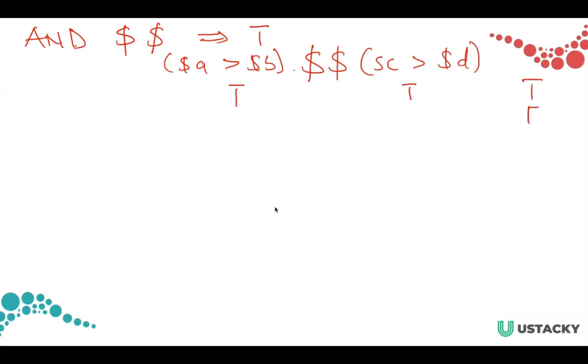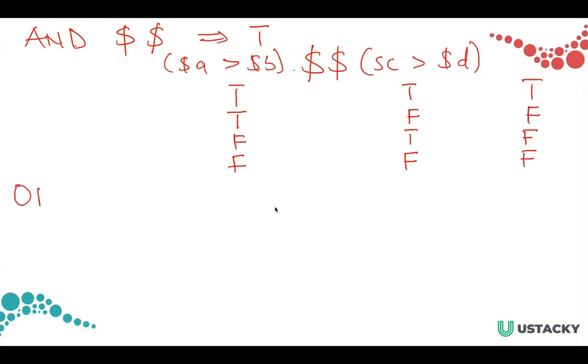Otherwise, we have false. For example, if this statement is true, and this is false, our outcome will be false. If this is false and this is true, we'll be having false. And if both of them are false, we have false here.